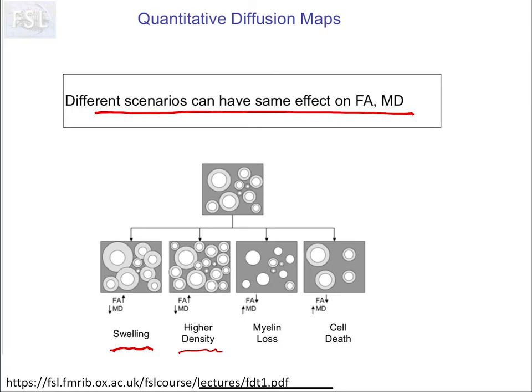Similarly, if I had myelin loss, the mean diffusivity could go up, because water can freely diffuse through the white matter tracts, even transversely, but the FA would go down, because there's less directionality. But I could also just have death of cells, which may not be related to the myelin loss, which would give me similar effects.